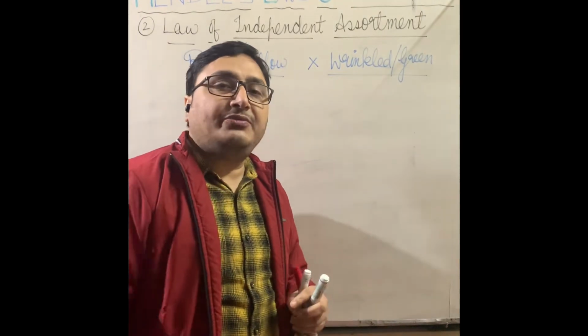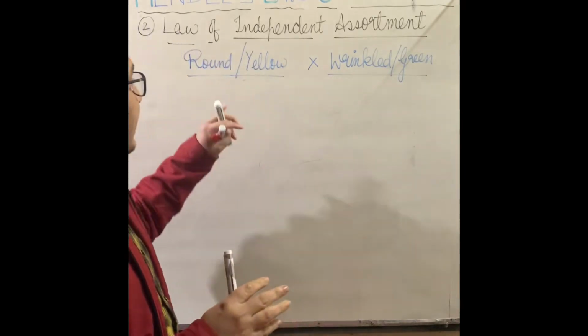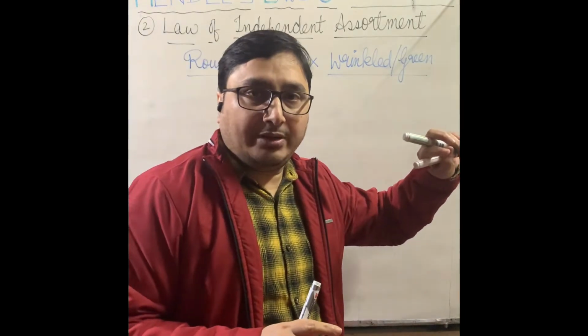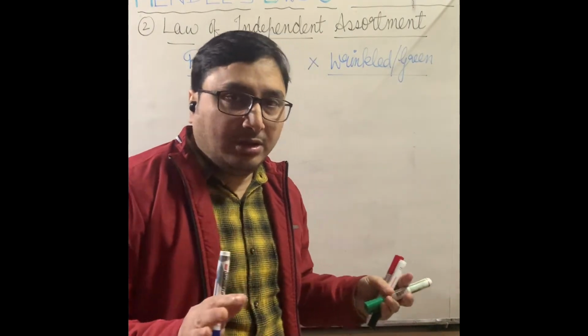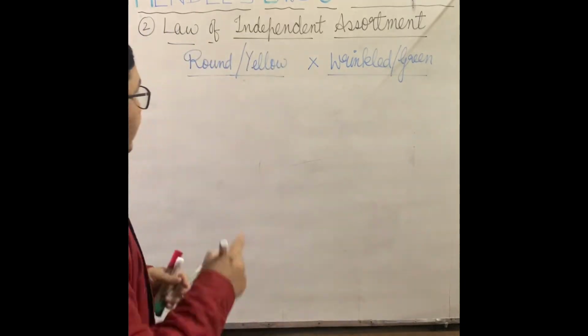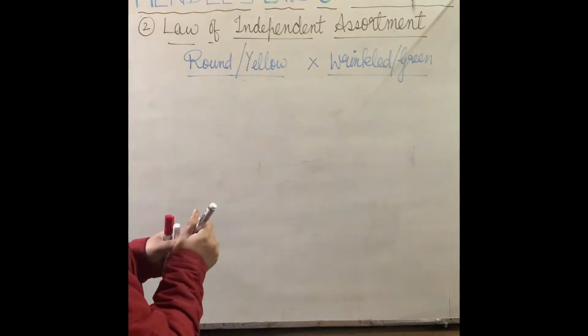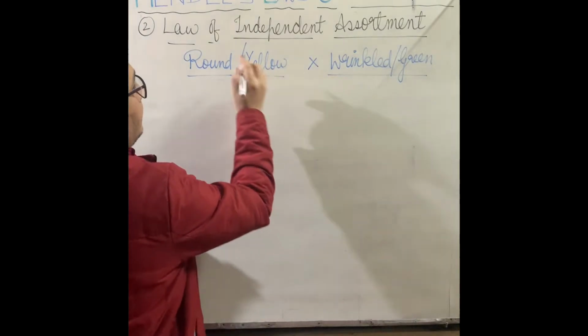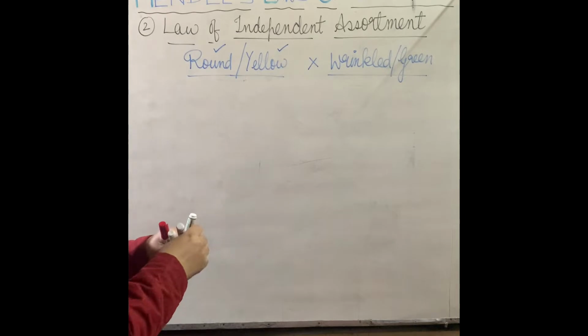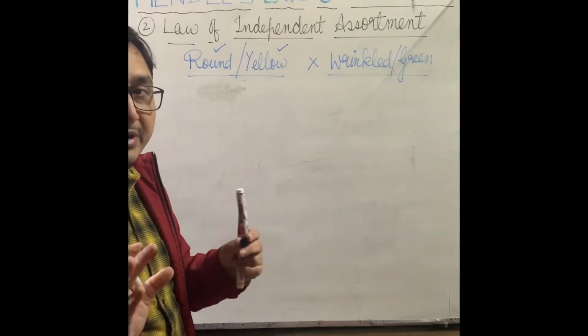If you watch my video on dihybrid cross, there I took round and green, and wrinkled and yellow. So it doesn't matter at all. Whichever combination you take, the result is going to be the same. Now, since out of round and wrinkled, round is dominant, and out of yellow and green, yellow is dominant, what will be the genotype here?